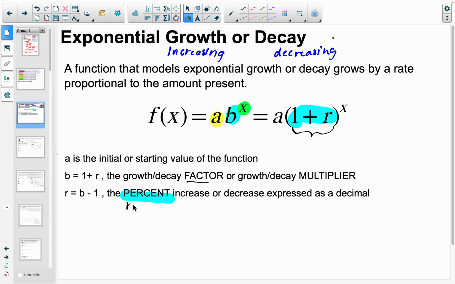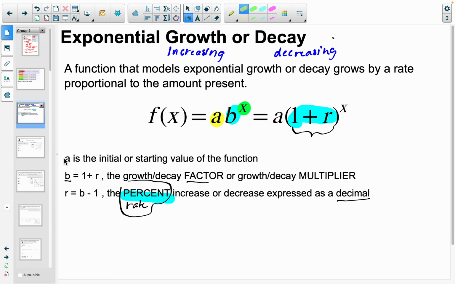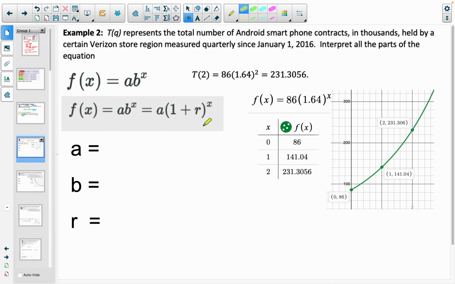So this is the rate or percent increase, okay? And that's always expressed as a decimal. And then the b value, we just say 1 plus r. And a is the initial or the starting value. That's the a there, initial starting value. Okay, so let's take a look at an example.